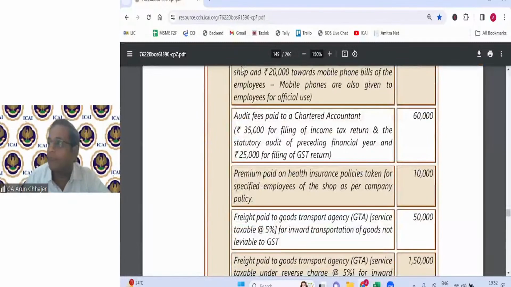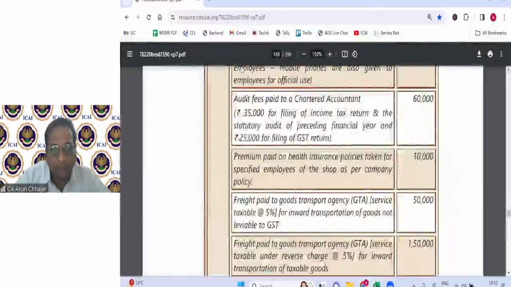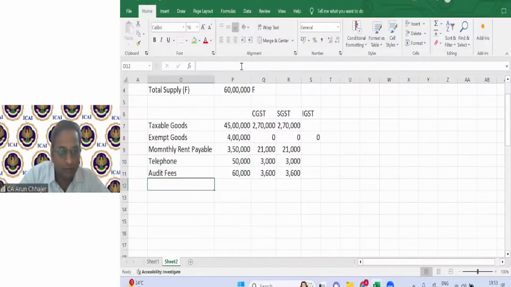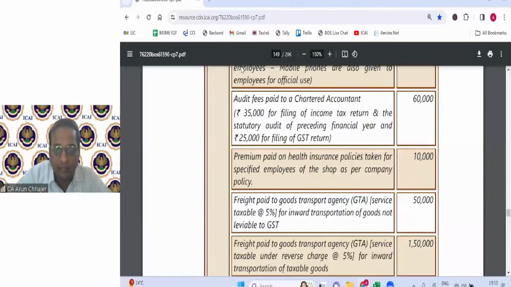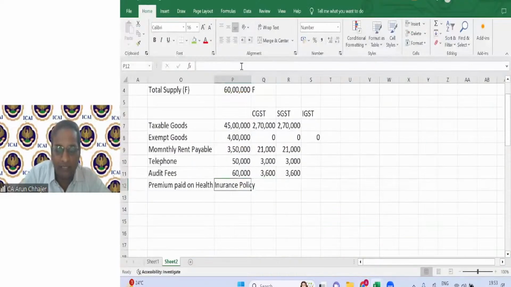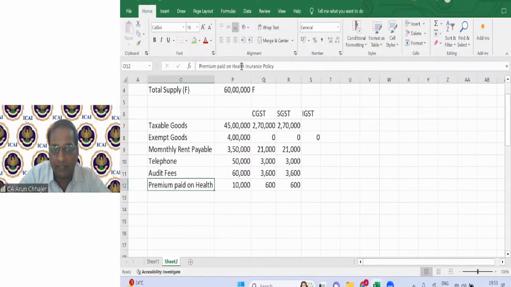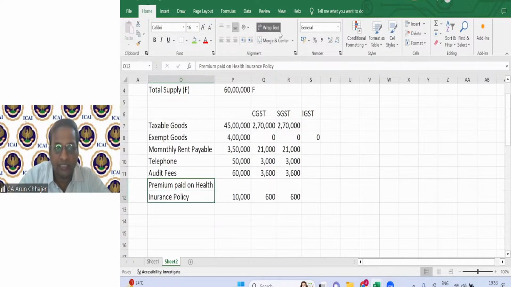Then next is premium paid on health insurance policy as per the company policy. So I know that we can take the ITC. Am I right? Can we take the ITC on the health insurance, because it is as per the company policy? Just confirm, can we take the ITC on the health insurance? GST paid on the premium of health insurance policy as per the company's policy.